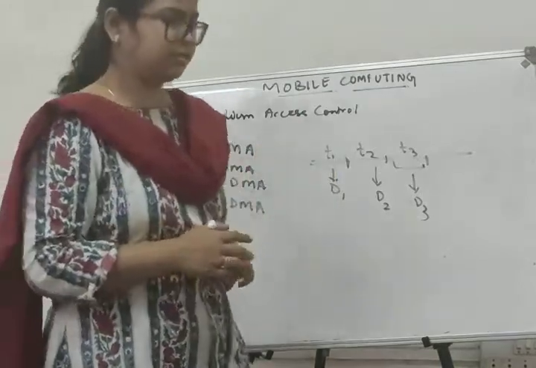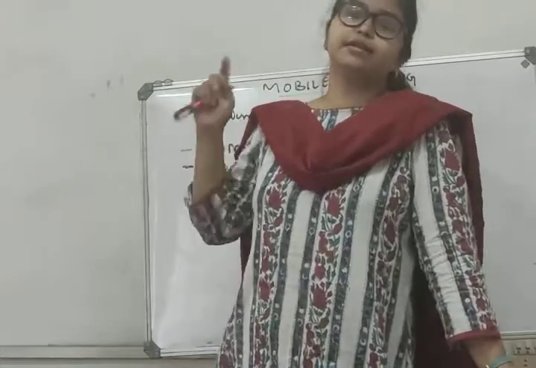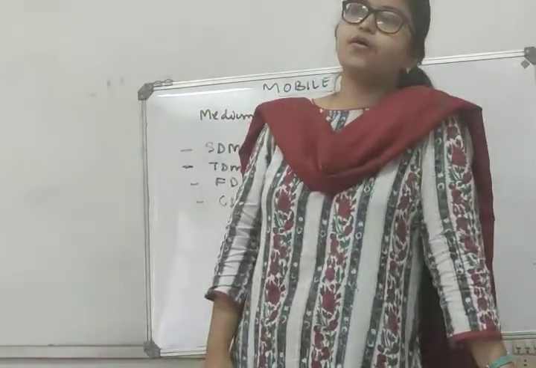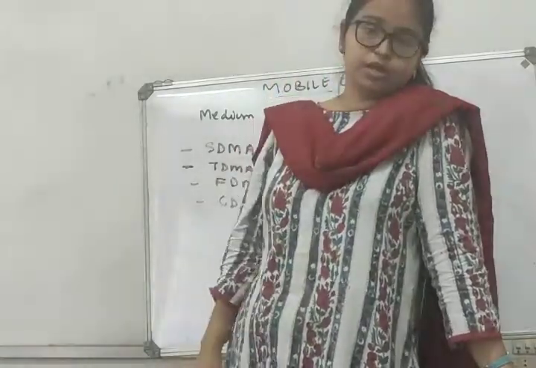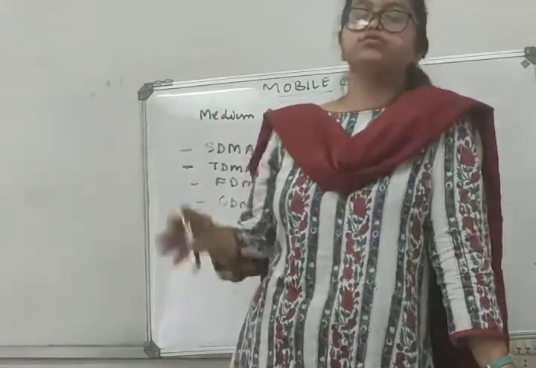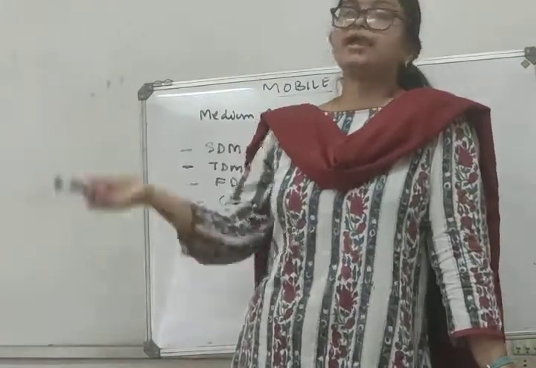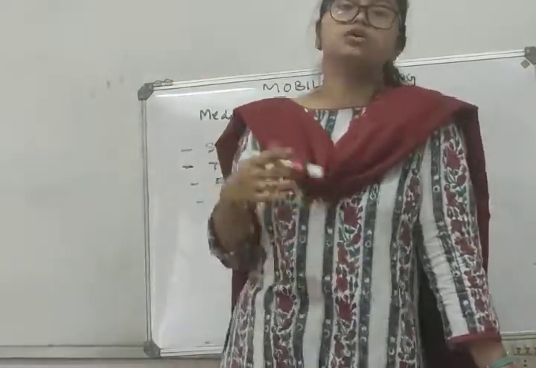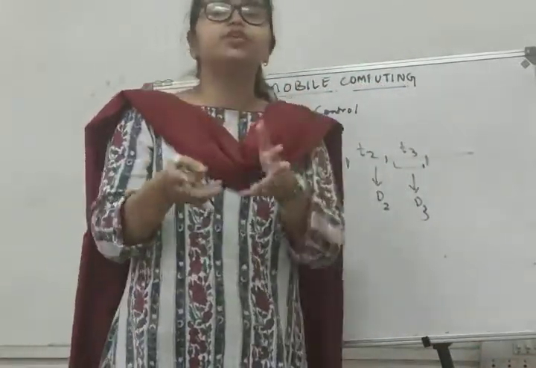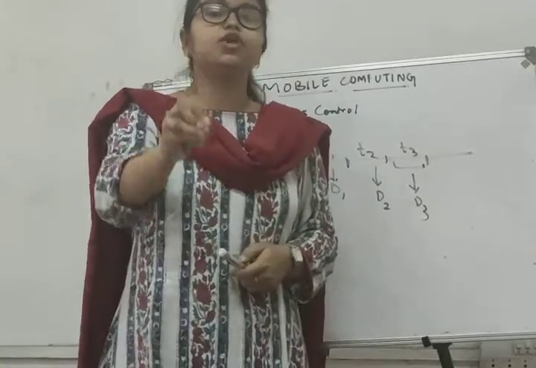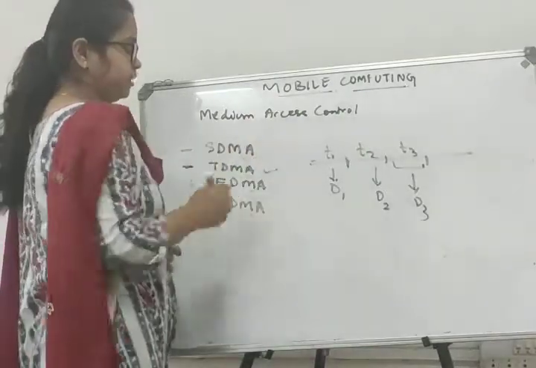Suppose there are 24 hours. Just giving a simple example. Now we can divide it into three 8-hour slots. In the first 8 hours, suppose device 1 will communicate always. In the next 8 hours, suppose D2 will communicate always. In the next 8 hours, D3 will communicate. And this cycle repeats. This is called somewhat time division multiplexing, in which we divide the time and each slot is given to a particular device, and we say that you always communicate at this time only. Okay. So that is called time division multiple access.